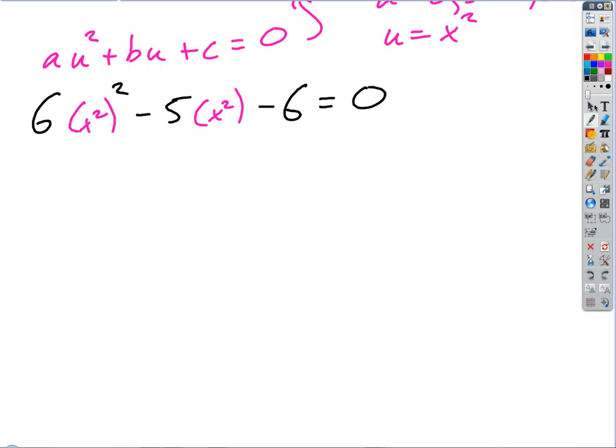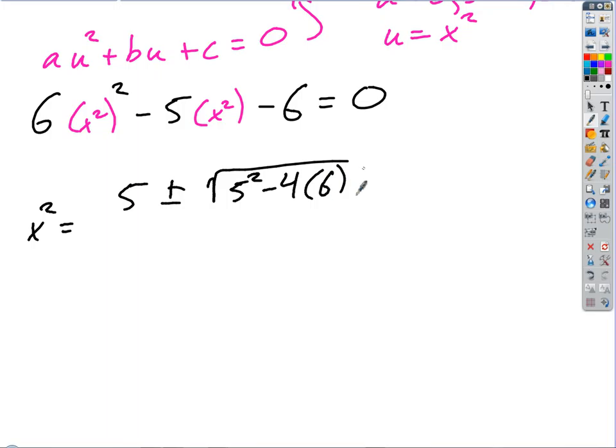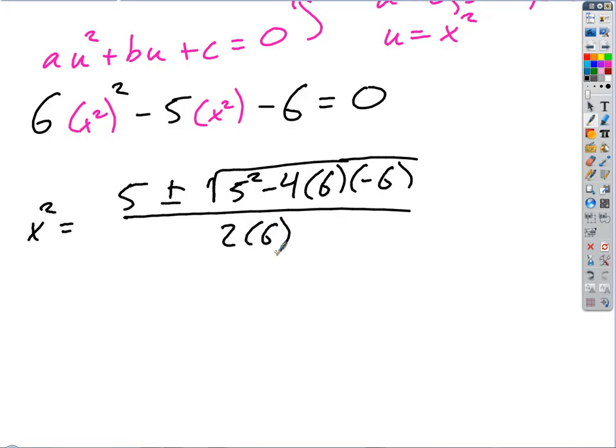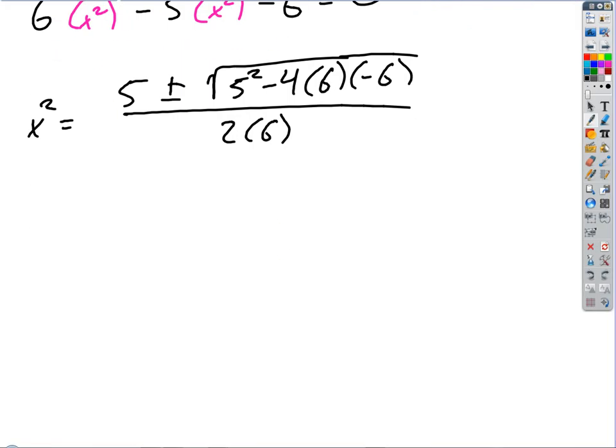So then our answer is going to look like x squared equals negative b, so what's that going to be? 5 plus or minus the square root of b squared. Negative 5 squared. Well, no, I never square negative. You just square 5, minus 4 times 6 times negative 6, divided by 2 times 6, which is 12. Okay, so now let's just simplify this.